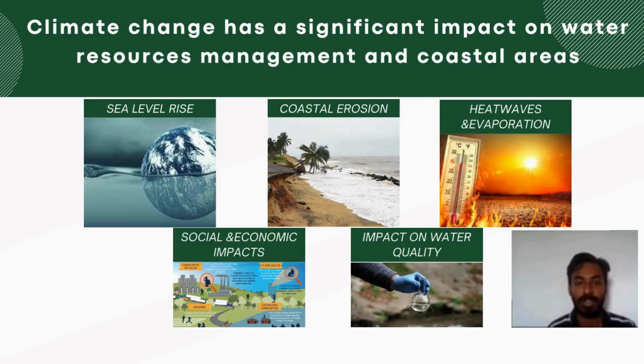The last assignment is about the effect of climate change in civil engineering sites. The most important effects are sea level rise, coastal erosion, heat waves and evaporation, social and economic impact, and impact on water quality. In civil engineering sites, impact on water quality, social and economic impact, and coastal erosion are mainly responsible.